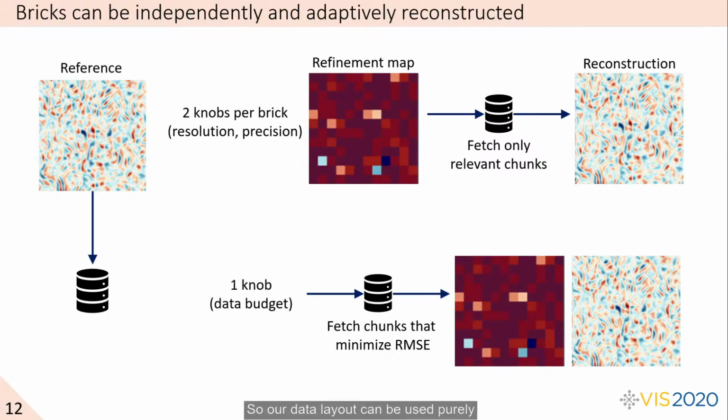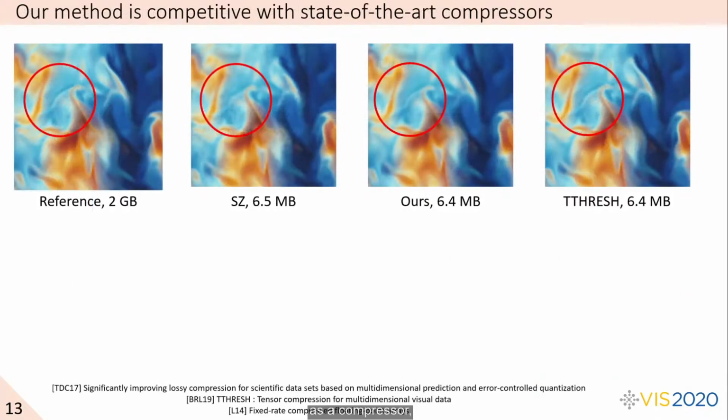So our data layout can be used purely as a compressor. Let's compare the compression performance of our method against the state-of-the-art compressors, namely SZ and TTHRESH. You can see that at the same compression ratio, here about 300x, our data quality is somewhere in between that of SZ and TTHRESH, and we're not very far behind TTHRESH.